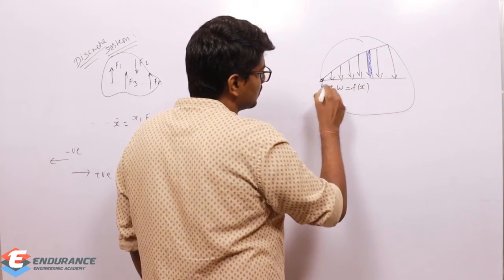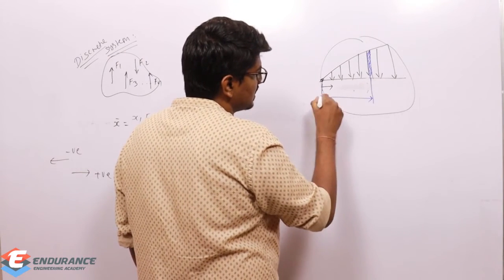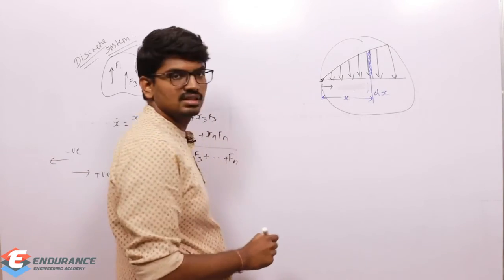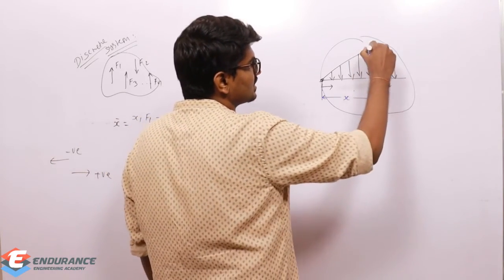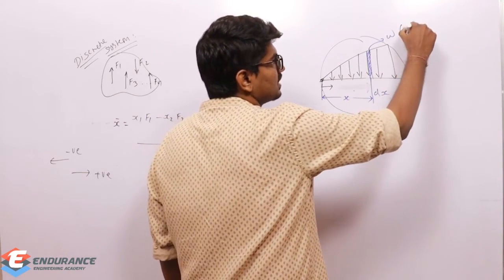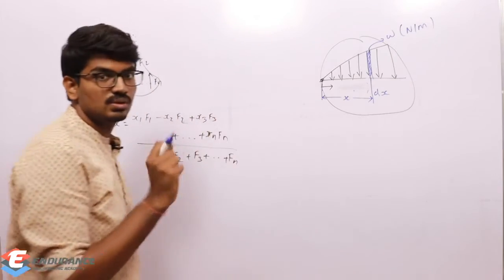Let us consider this strip was present at a distance x, and the small strip's thickness was dx. Now at this small strip, let us consider the distributed load was W. Distributed load means it is Newton per meter. For 1 meter, how much load is acting?